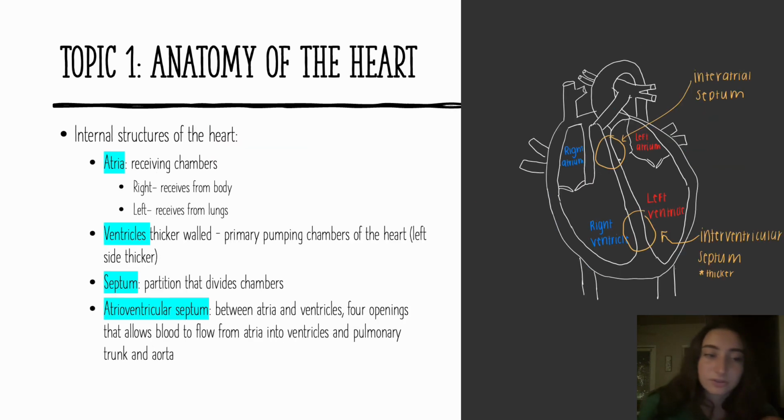So now looking at internal structures of the heart, we have the atria, which are the receiving chambers. The right atrium is going to receive deoxygenated blood from the body, and then the left atrium is going to receive the oxygenated blood from the lungs. And then our ventricles are thicker walled, and these are the primary pumping chambers of the heart. And then we have these septums, which are partitions, and the interatrial septum breaks up the atria, and then the interventricular septum breaks up the ventricles.